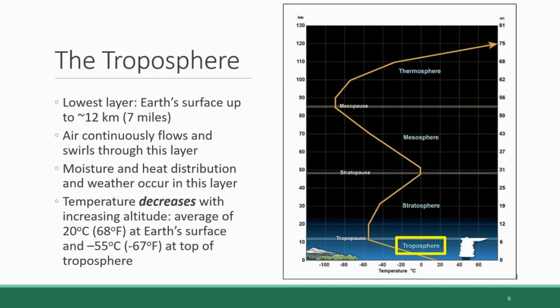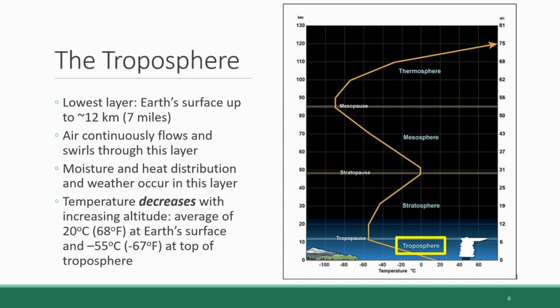And in this illustration on the right, that's what the yellow line is showing. So you can see this zigzagging yellow line up the illustration. The yellow line represents temperature. So temperature is shown on the horizontal x-axis. So you can see as you move upward on the graph, the temperature drops. So the yellow line goes to the left, that's showing the temperature dropping.